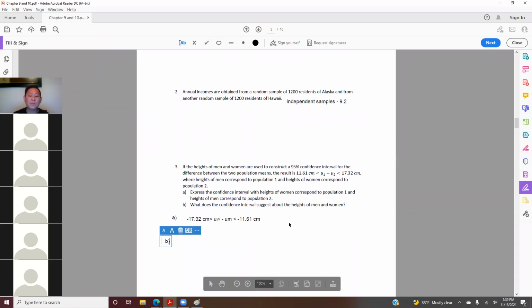Question B, what do these confidence intervals suggest about the heights of men's and women's? So let's talk about this 11.61 and 17.32. I get that it flips, but do we not change it from the signs at all? No. Every time you do a confidence interval, the sign is always less than, and the left-hand side number is always smaller than the right-hand side. Lower and upper, yep.